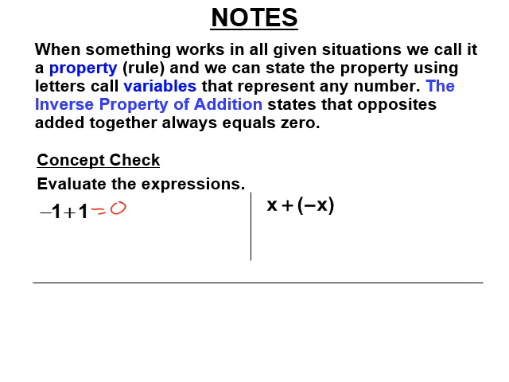So what's x plus the opposite of x? That's 0. And that's how you would write an example for the inverse property of addition. X is representing any number, plus its opposite. And this -x is any opposite of that x. All right, and they have to add up to 0.